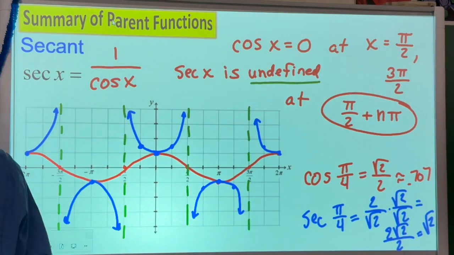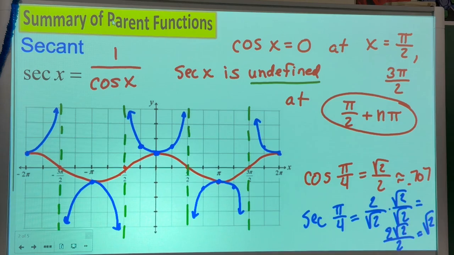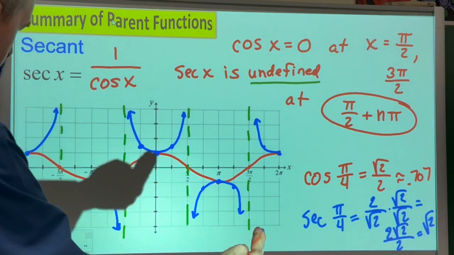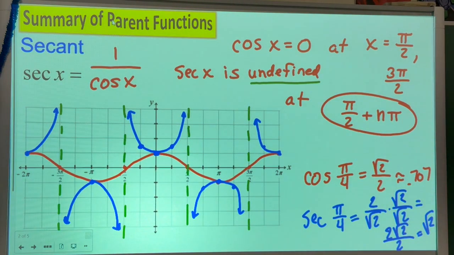The blue represents the graph of secant. The red is your graph of cosine. Notice that the hills and the valleys of cosine and secant, they kind of match, right? Those points match. But then everything else is the reciprocal. Also notice that your x-intercepts of cosine are your vertical asymptotes of secant.